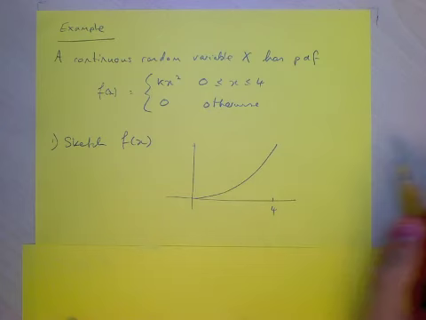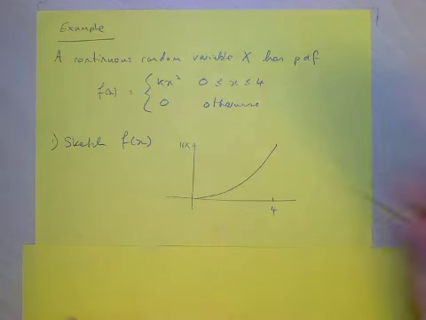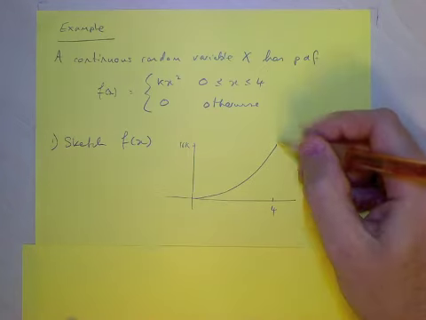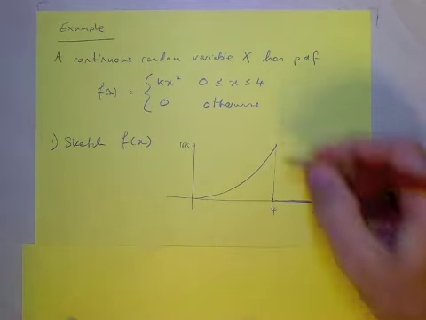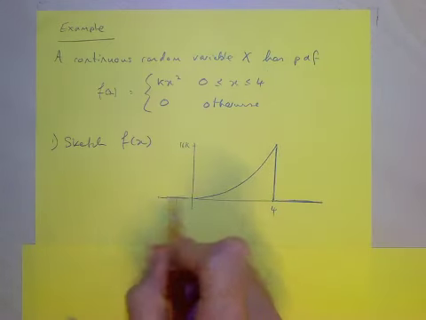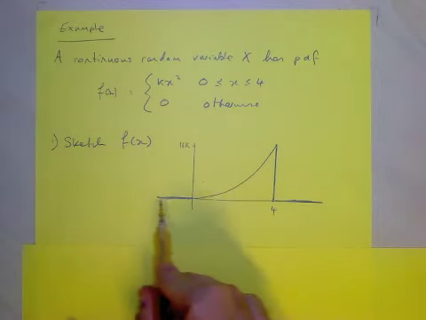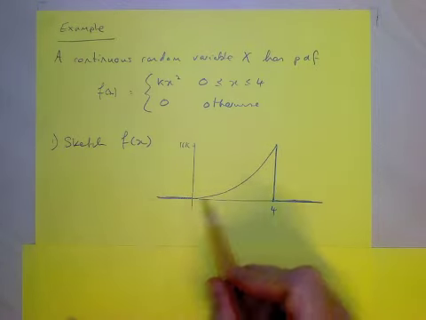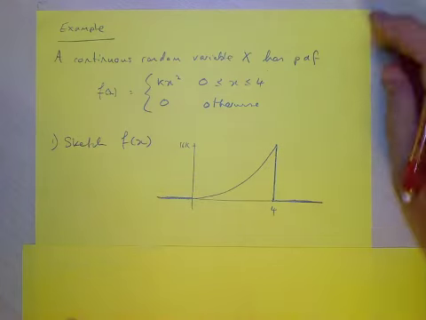If it's kx squared, then the x squared is 16, so that's going to be 16k there. I also know that from 4 onwards, the function is 0. So outside of this domain, the function is 0. So the function has 3 parts. It's 0, then it's interesting for a while, and then it's 0 again. So there's my sketch of this PDF.